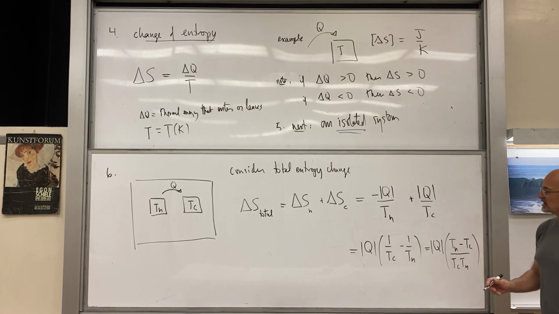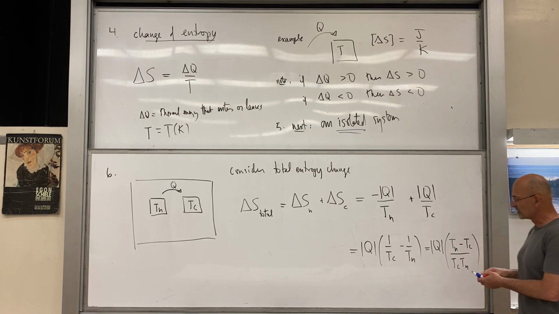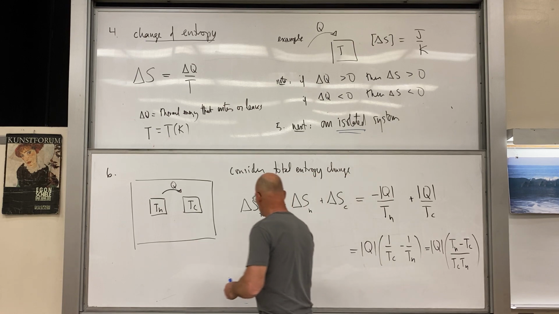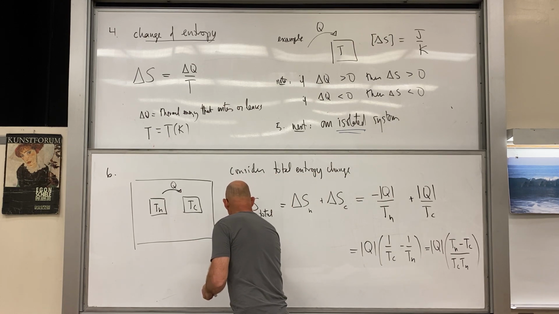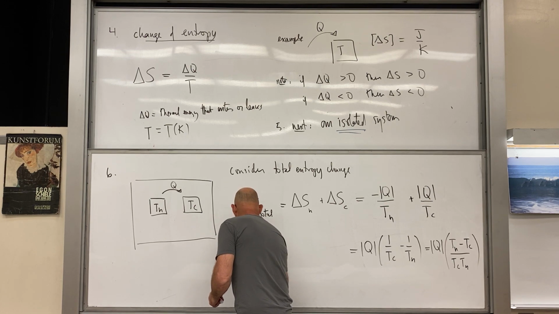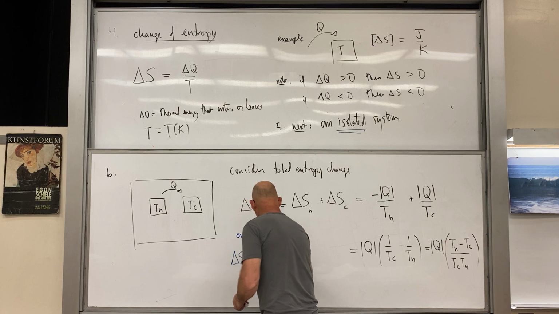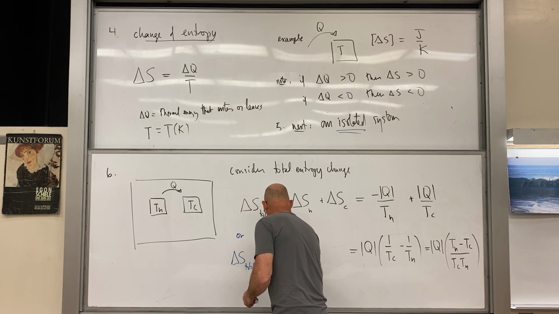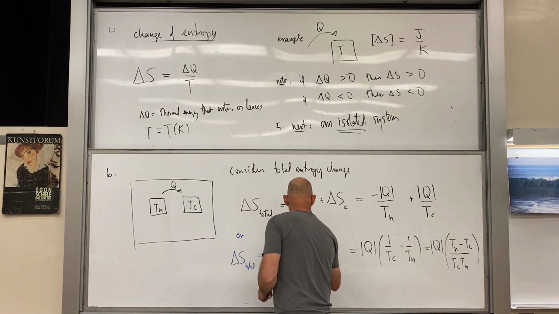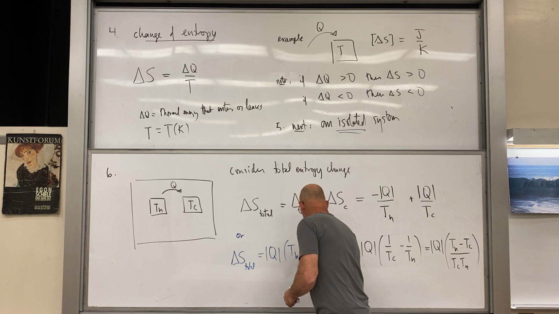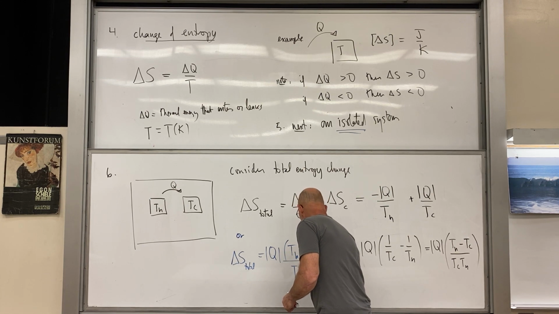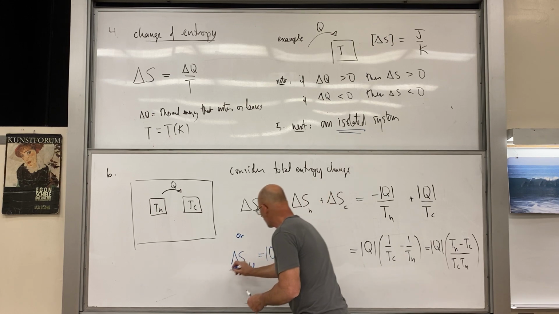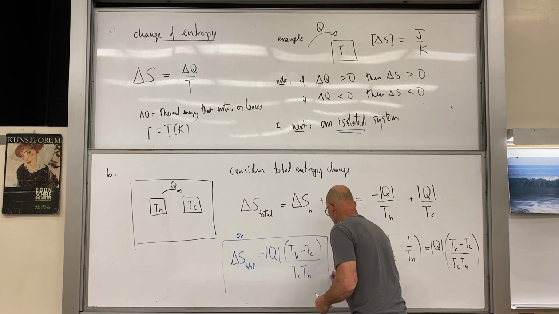Okay. Now this is the punchline. So let me go ahead and rewrite this, I'll put a box around it. Delta S total is equal to Q times (TH minus TC) over (TC times TH). Okay, so what's the point? What is the point here?